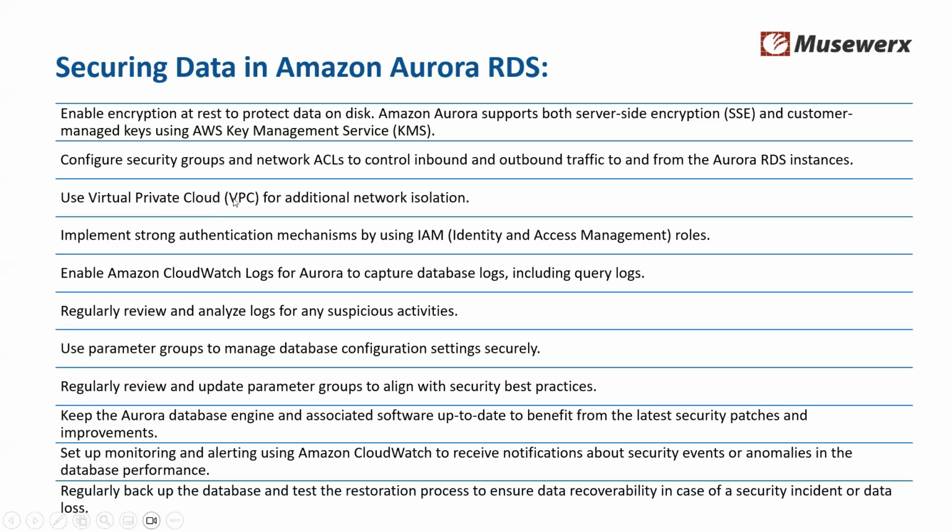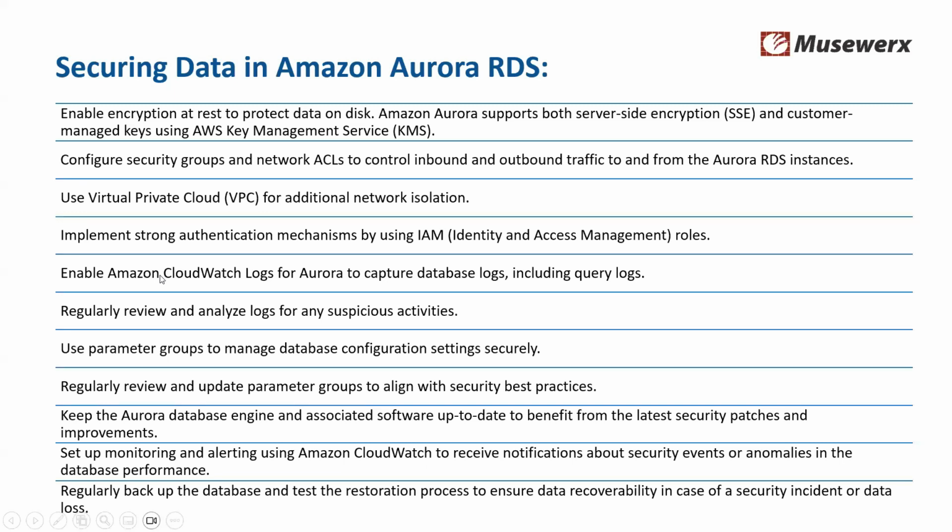It uses VPC for additional network isolation. So a secure data setup will, of course, leverage VPC, subnets, security groups, and a NAT gateway for network isolation. Implement strong authentication mechanisms by using Identity and Access Management roles.